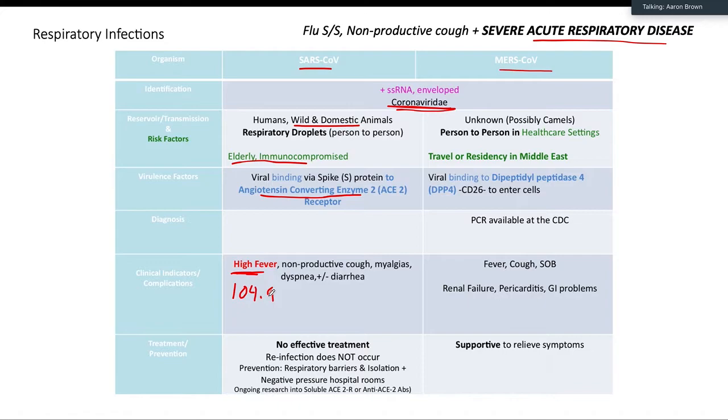So high fever, non-productive cough, myalgias, shortness of breath. Unfortunately, there is no real effective treatment. We do need to prevent transfer of this virus to other people. Very important.